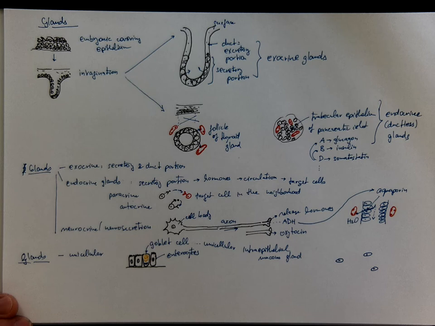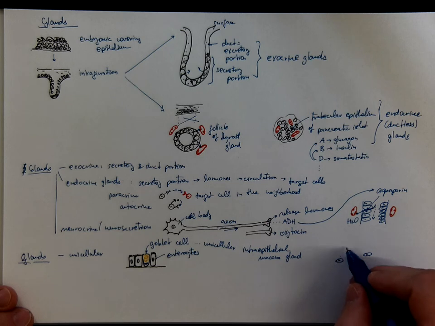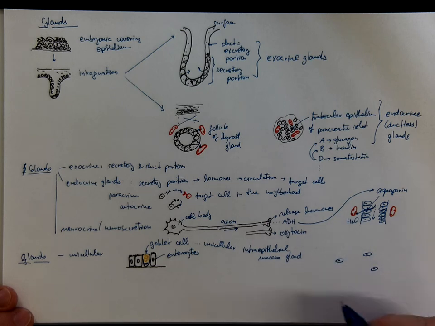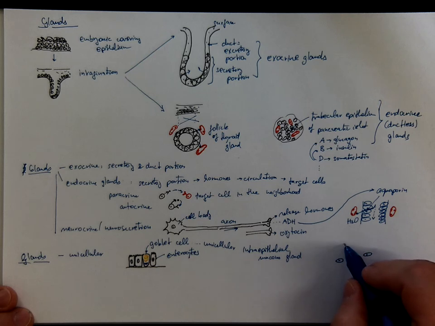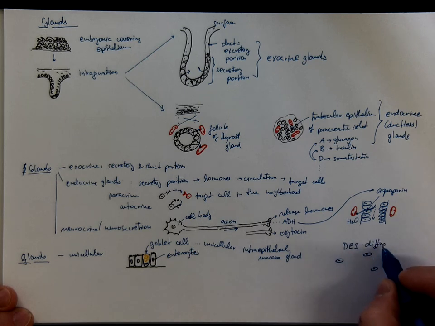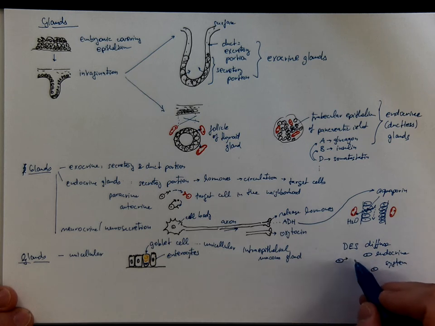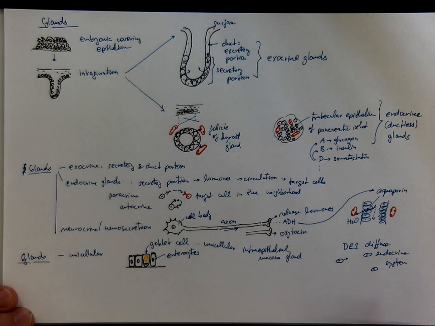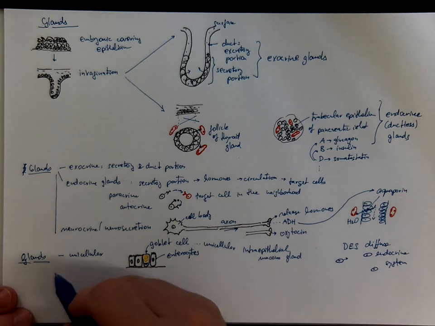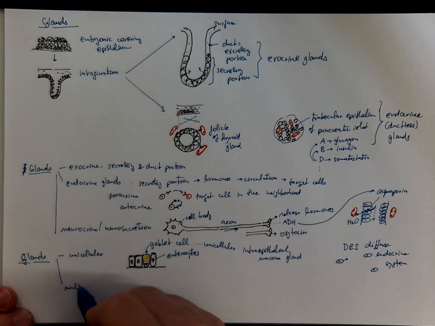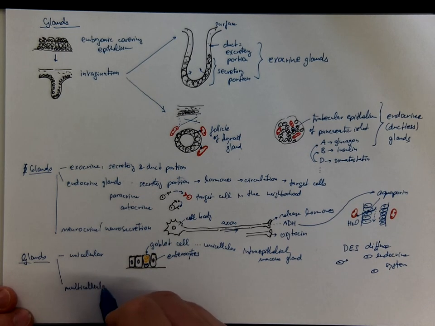Another example of unicellular glands is a whole system of endocrine cells that are spread in the mucosa of some organs of the GIT or respiratory passages, and this diffuse and distributed endocrine system is called DES, which stands for diffuse endocrine system, and they release several tissue hormones affecting the activity of some other cells in these organs. And of course there are multicellular glands.